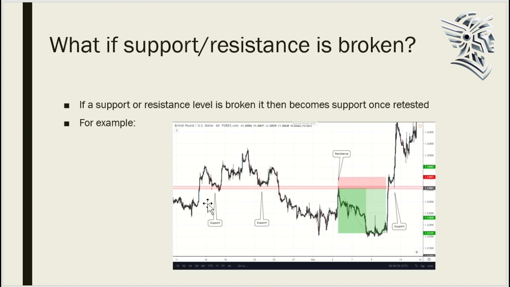So here's an example. It's nice. It's support here. It's support here. It comes back. It's support here. It's support here. It breaks. Resistance here. It breaks. Support. Support. Push. So that's quite a nice example on pound dollar again. That's a different level to the one I just showed you.